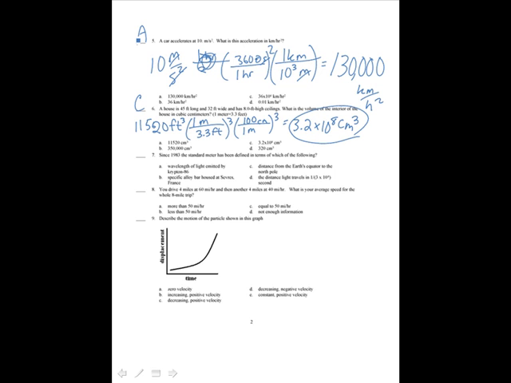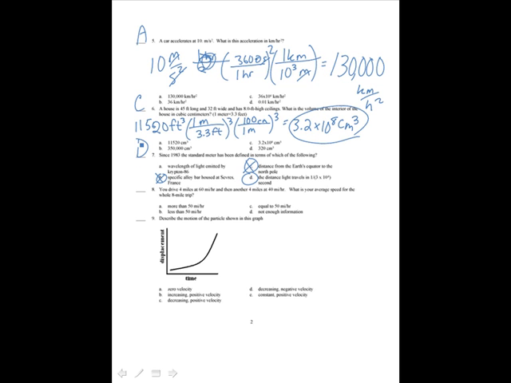Alright, number 7. Since 1983, the standard meter has been defined in terms of which of the following? It used to be B, the specific alloy bar. It used to be C as well, but now it is D, the distance that light travels in a particular amount of time.